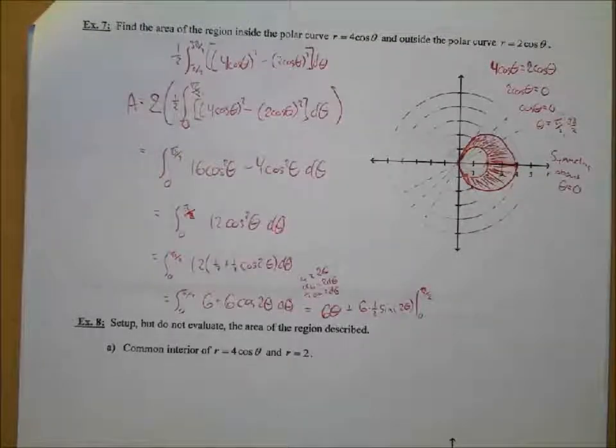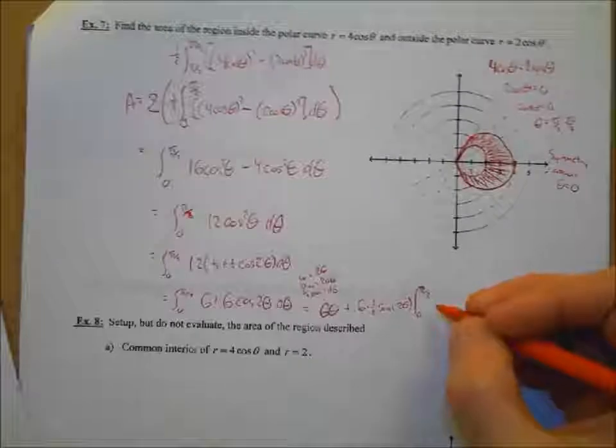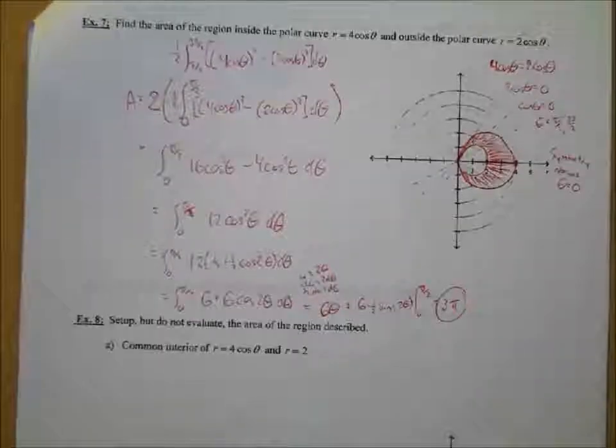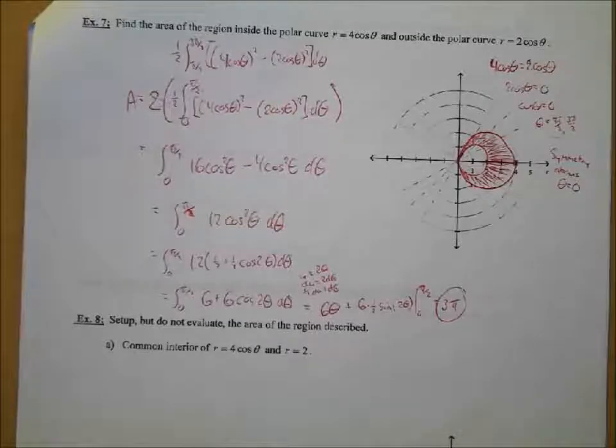All right, so let's take a look at number 8. Thankfully the directions for this one are just set up but do not evaluate. Oh, I didn't actually evaluate number 7. Sorry, the final answer is 3 pi for that one, for number 7. You should get 3 pi. Final answer is 3 pi.